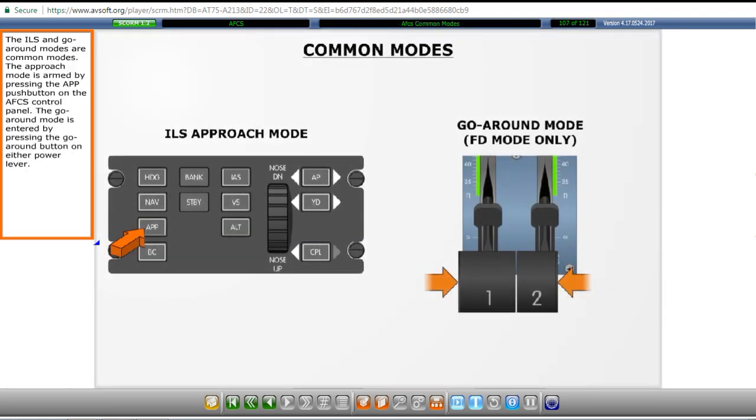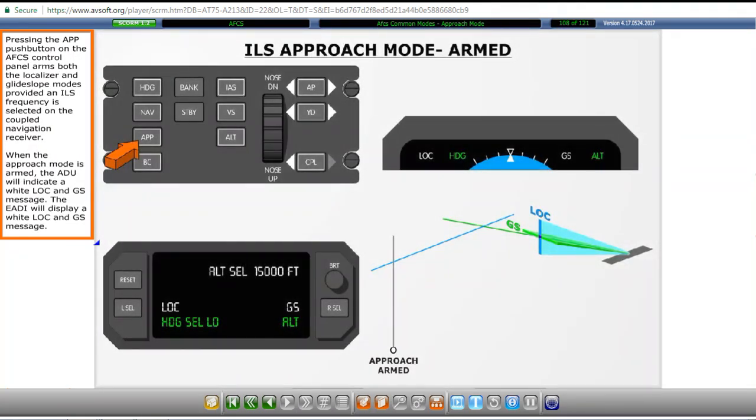The ILS and go-around modes are common modes. The approach mode is armed by pressing the approach push button on the AFCS control panel. The go-around mode is entered by pressing the go-around button on either power lever. Pressing the approach push button on the AFCS control panel arms both the localizer and glide slope modes, provided an ILS frequency is selected on the coupled navigation receiver. When the approach mode is armed, the ADU will indicate a white localizer and glide slope message. The EADI will display a white localizer and glide slope message.